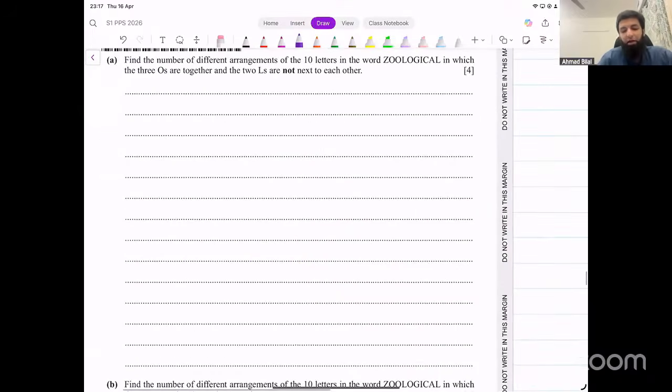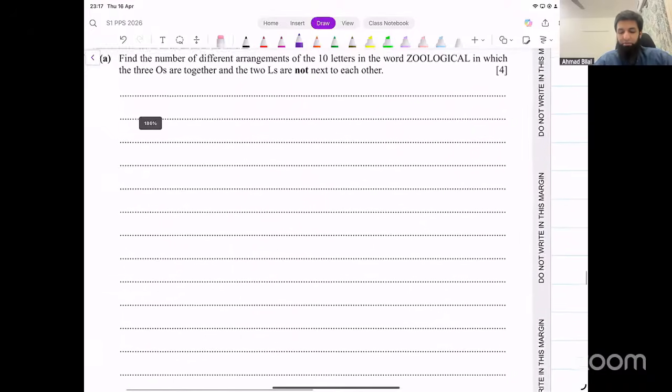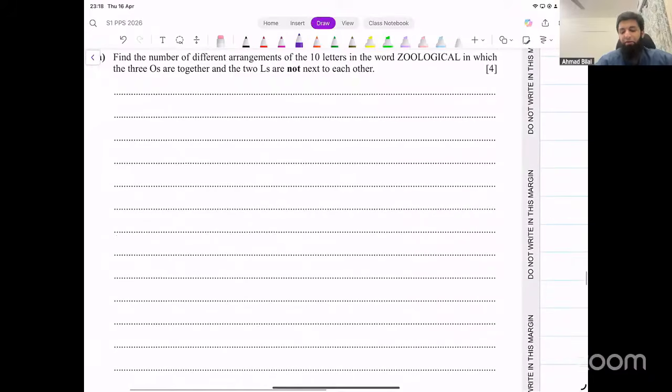Let's figure out: find the number of different arrangements of the 10 letters of the word zoological in which the 3 O's are together and the 2 L's are not next to each other. Now, that's a standard method that we study when we do arrangements. Some objects need to be together and some other objects should be separated. How do we think about this? The 2 L's should not be next to each other.